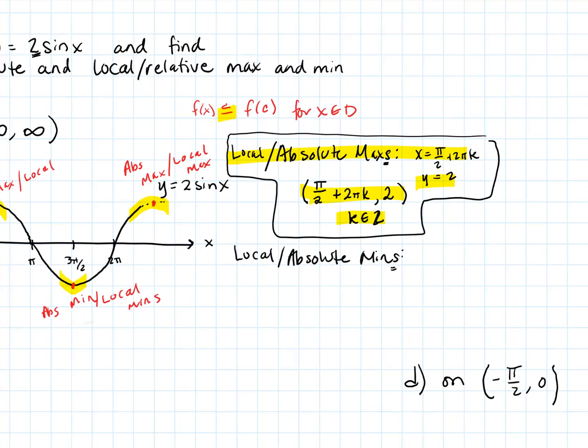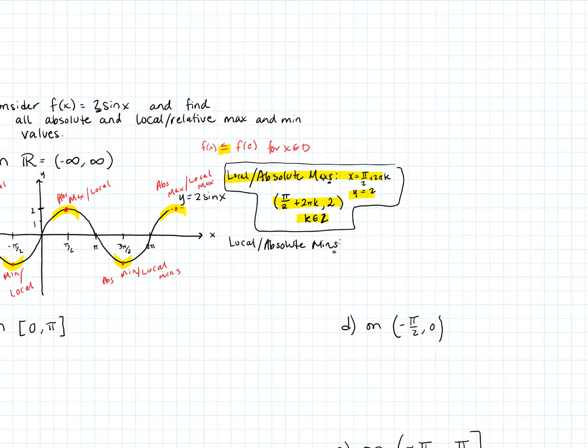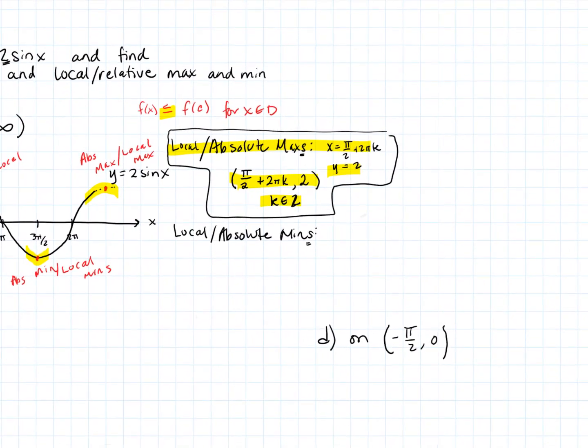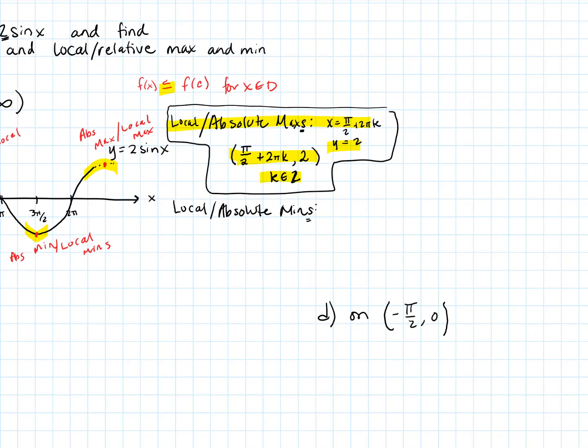Those occur, well, there are a couple of ways we could write it. There were actually multiple ways we could have written the absolute maxes. I went with pi over 2. I'm going to go with 3 pi over 2 for x and then add 2 pi k, but we could also use negative pi over 2. There are multiple ways to do this, but I'm going to start with this. These occur when x is at 3 pi over 2, and every time we cycle through a period of the sine beyond that, so 2 pi k.